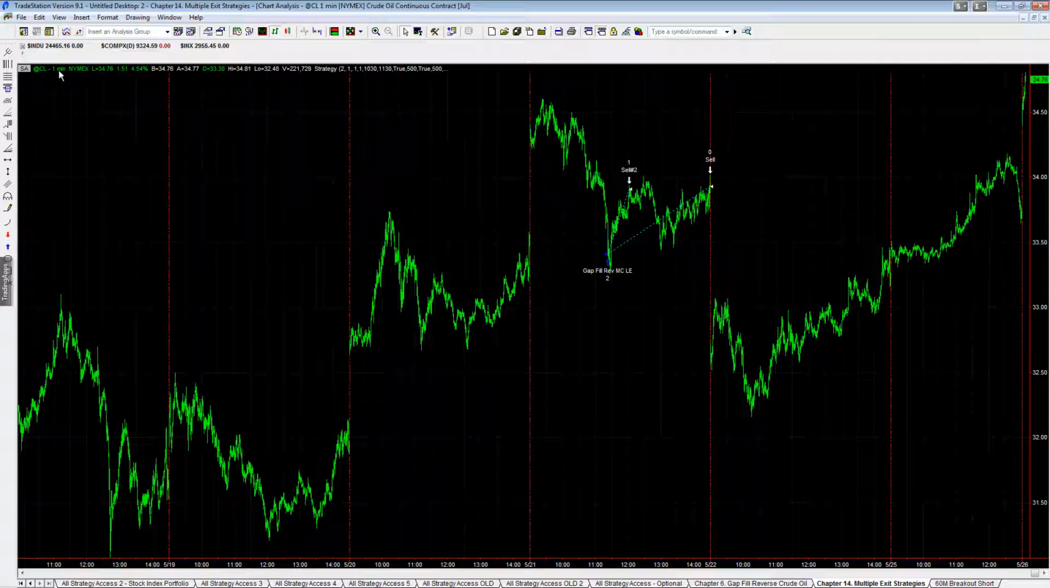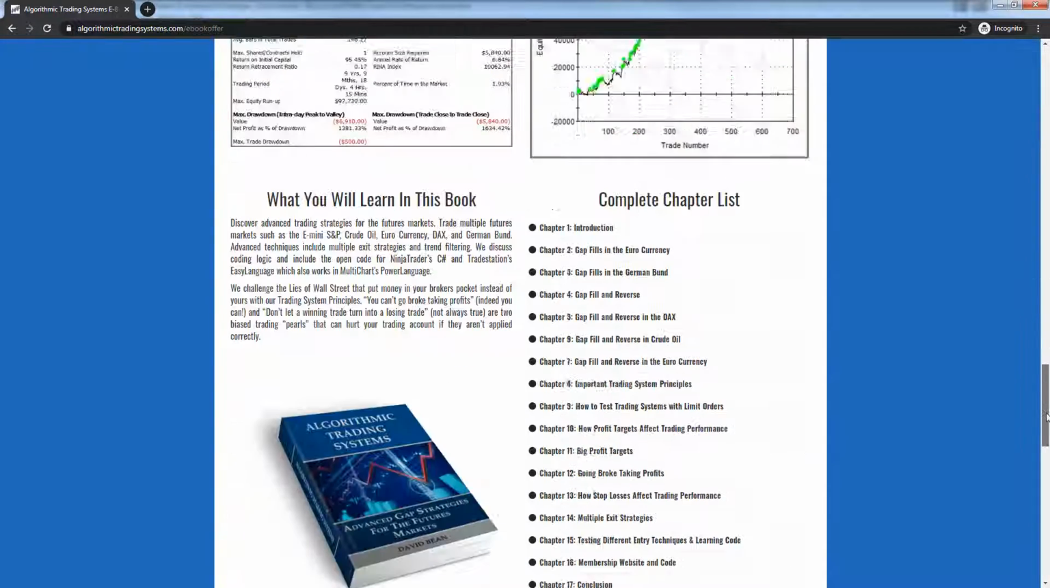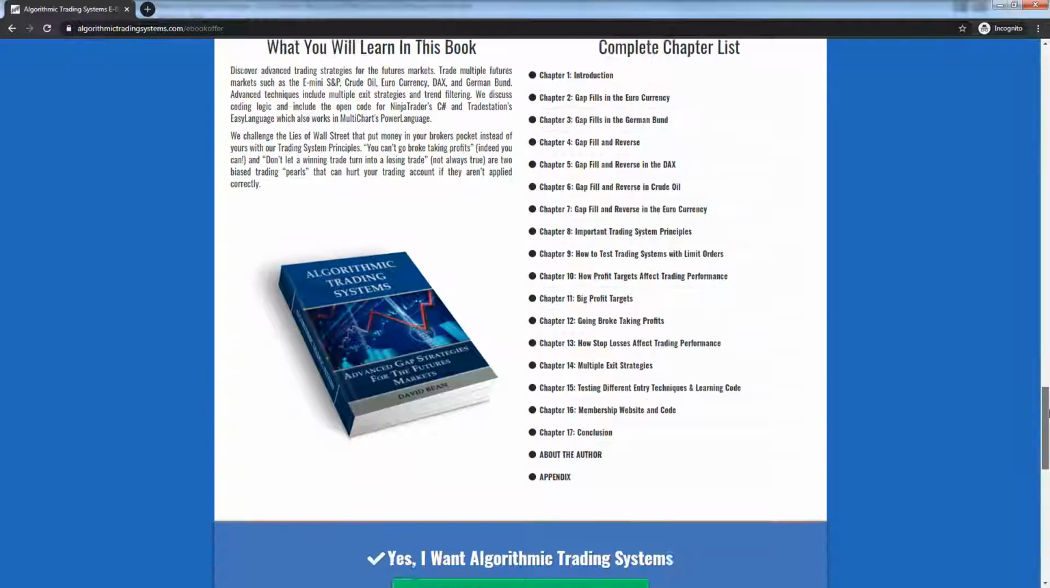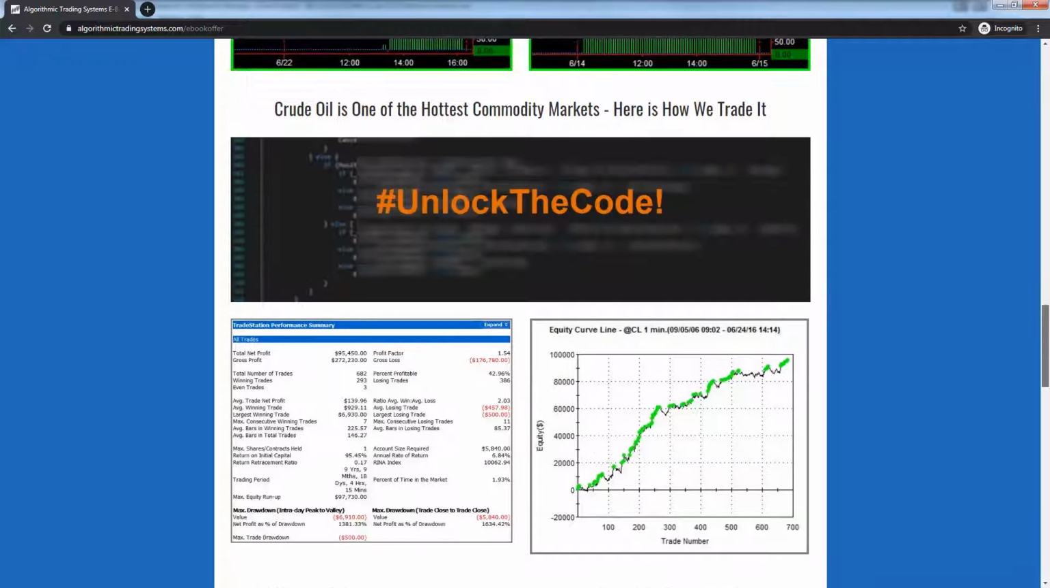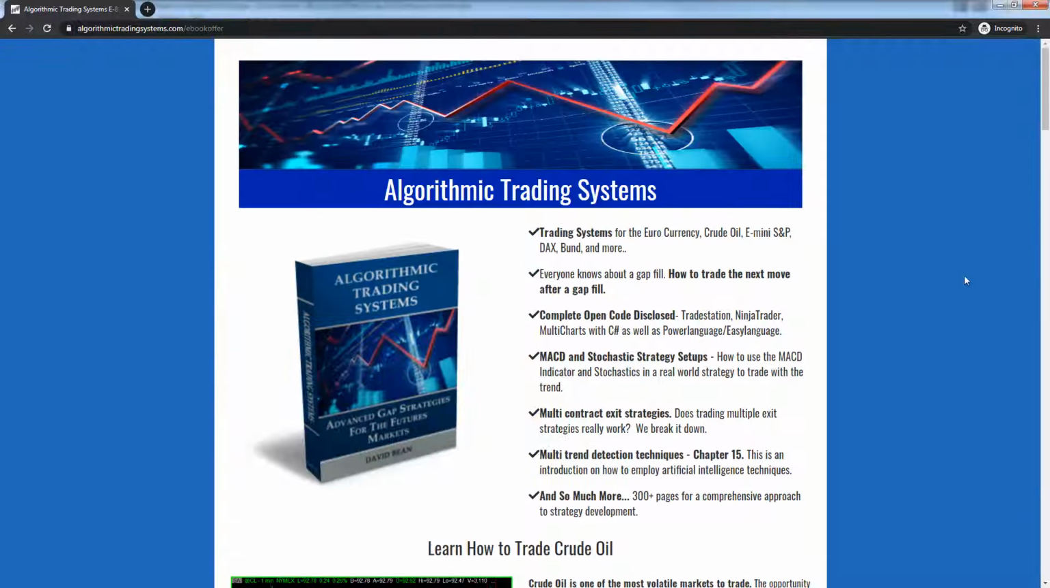So that is Algorithmic Trading Systems, and you can go to algorithmictradingsystems.com and get the ebook at the bottom of the page. Learn more about it. I have not updated this page in a long time, so some of the stuff on here is old. So this is some of the latest information for this book.